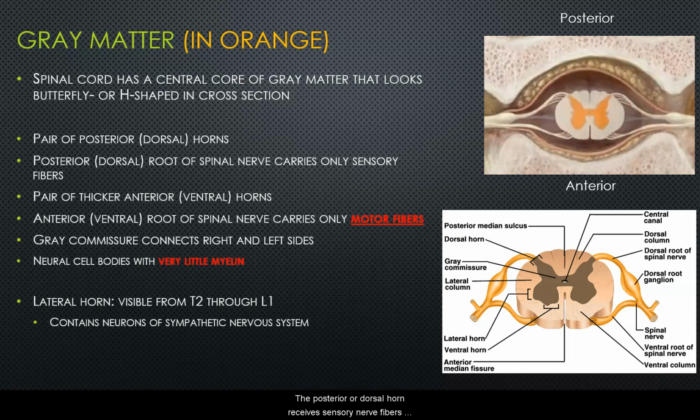The posterior or dorsal horn receives sensory nerve fibers from the spinal nerves, which usually synapse with networks of interneurons in the horn. The anterior horn contains the large neurosomas of motor neurons whose axons lead out to the skeletal muscles. An additional lateral horn is visible on each side of the gray matter. These are present at the thoracic and lumbar levels of the spinal cord, and they contain neurons of the sympathetic nervous system.